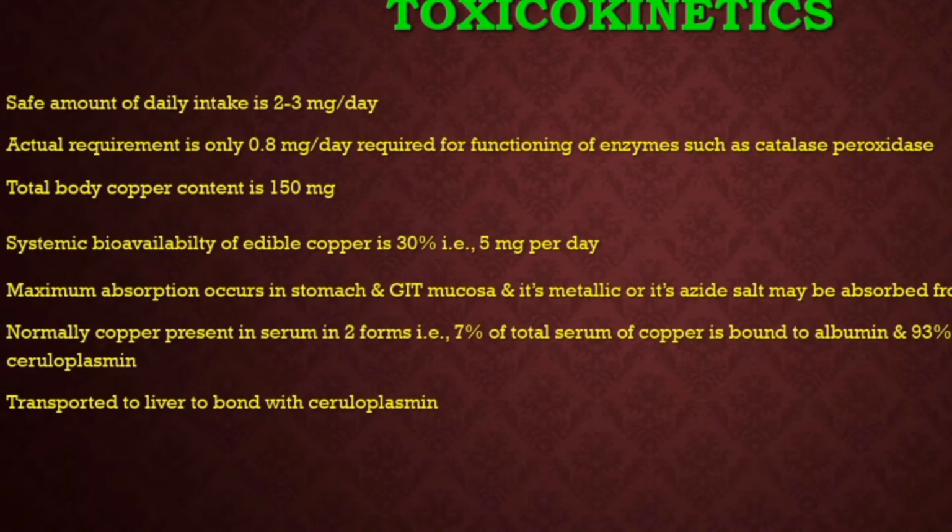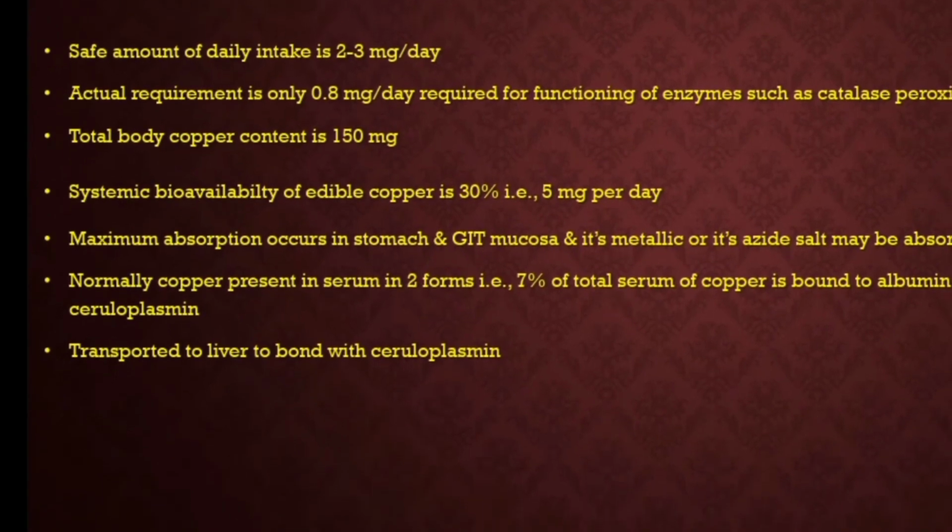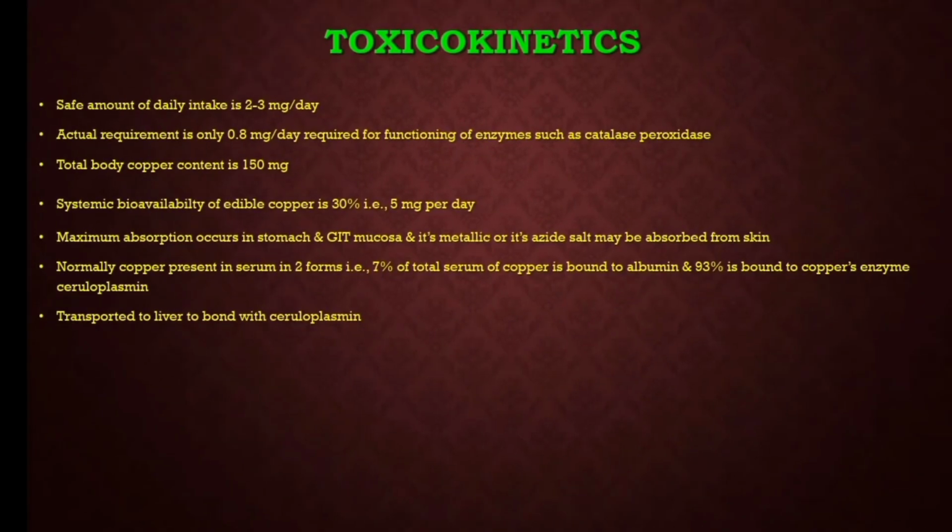And normally the copper will be present in the serum in two different forms. So 7% of the total serum copper is bound to albumin. And the remaining 93% is bound to the copper enzyme, that is ceruloplasmin. And this is the binding nature, and it is transported to the liver, bonded to the ceruloplasmin. And the half-life of copper in a healthy individual is actually 26 days.